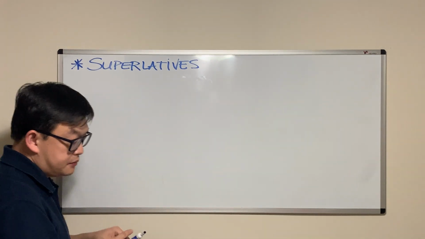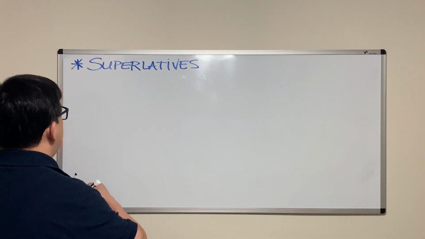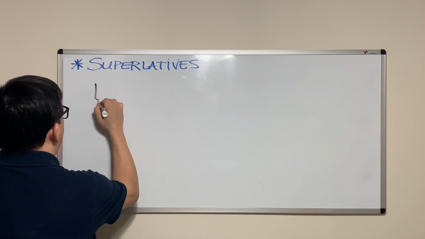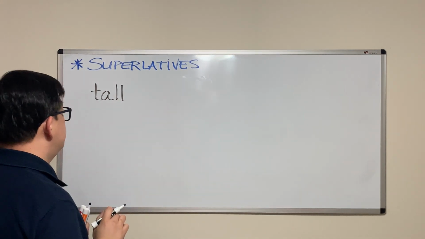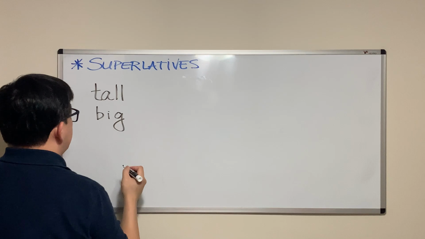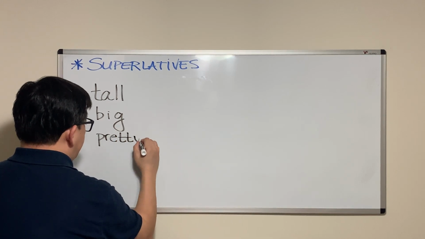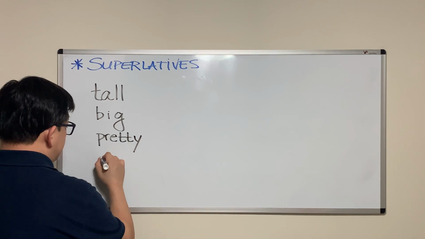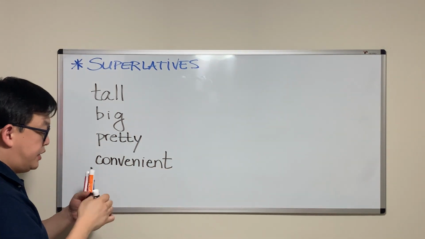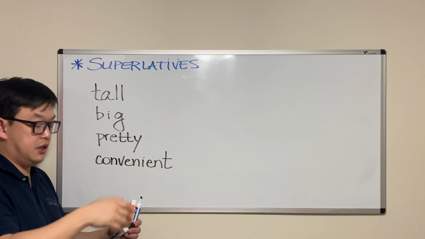So for example here, let's say that I have an adjective that I want to talk about. Let's say I want to talk about the adjective tall, okay? Tall. Let's say that I want to talk about big. Another example, I want to talk about pretty, and let's say that I want to talk about convenient, okay? So all these words, what they have in common is they are adjectives. They tell me a quality of something, okay?